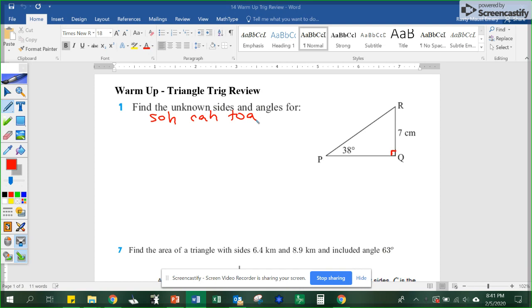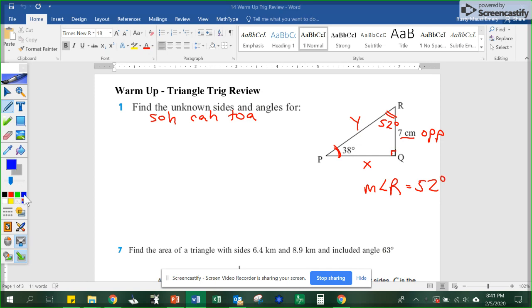In this case, we have an angle P and the side opposite of that, and we need to find these two sides along with angle R. So we can find angle R simply by taking, again, the angles added up equals 180, so 180 minus 38 minus 90, and we get 52. So we know the measure of angle R is 52 degrees. So we still have to solve for the two sides, which I labeled X and Y.